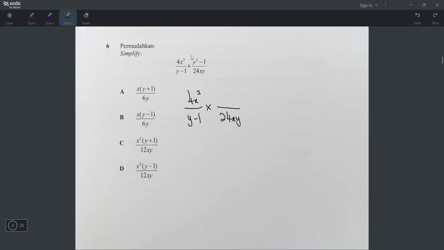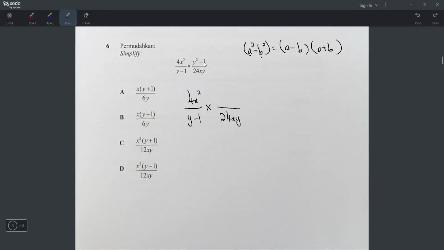But the y squared minus 1, you can do something here. You can use the difference of squares formula. When you have a squared minus b squared, you can factorize it and it becomes (a minus b)(a plus b). But make sure it has to be minus and it needs to have a square for both terms here. Okay, it has to be minus.